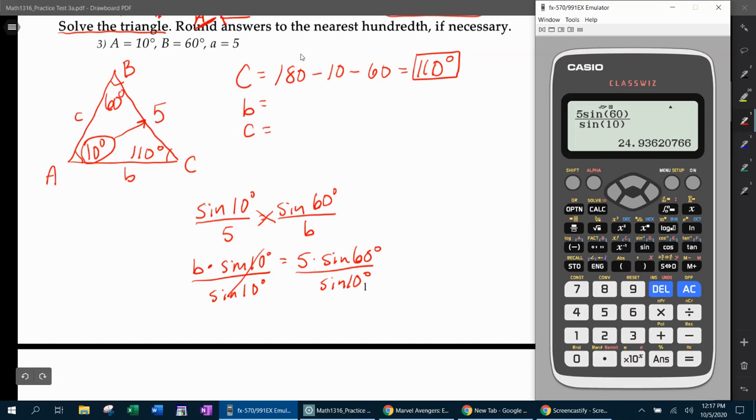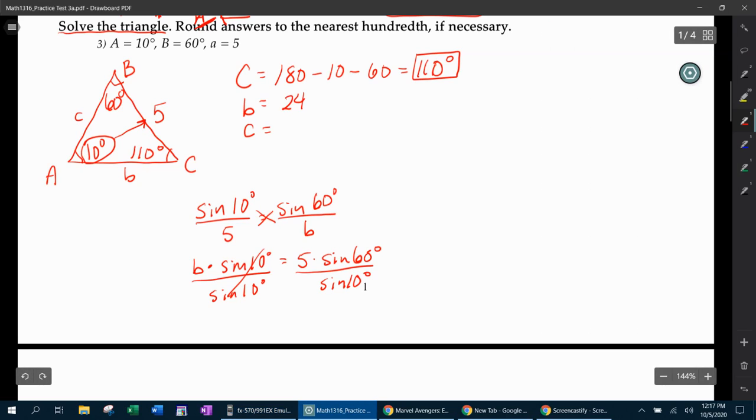And does it say the word round? It says round to the nearest hundredth. That's 2 decimal places. So that'll be 24.94 rounded. And the units are not specified. So that's just going to be 24.94, whatever the units are.